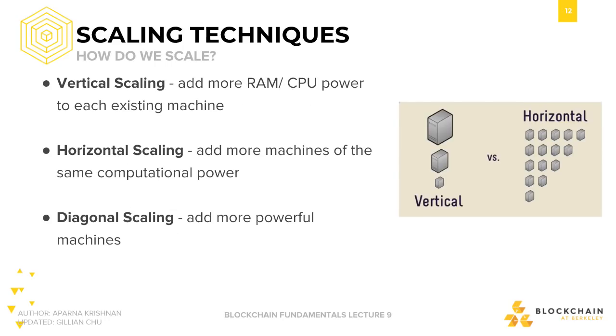Okay, so there are 3 ways traditionally that you can scale. Vertical scaling is just adding more RAM and CPU power to each existing machine. So imagine somehow upgrading all of the computers, or increasing block size. That's another example of vertical scaling. One that has been proposed is something called the Ghost protocol. Have you guys heard of that? No? Okay, so we'll talk about that a little bit more today. Ghost stands for greedy, heaviest observed subtree, something like that.